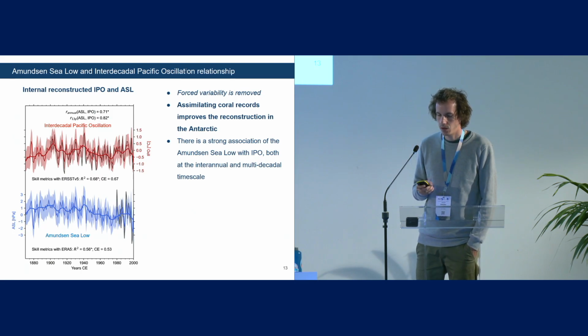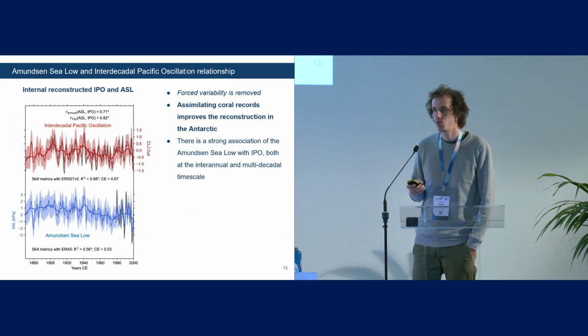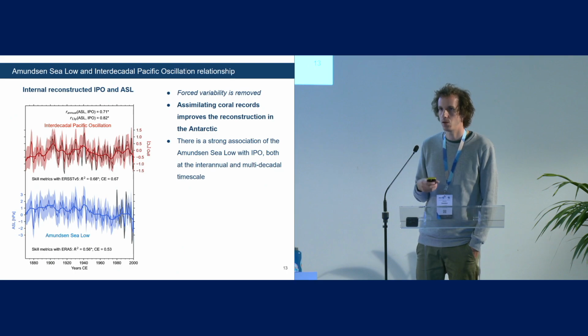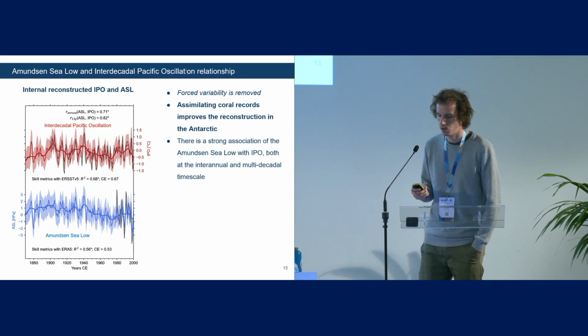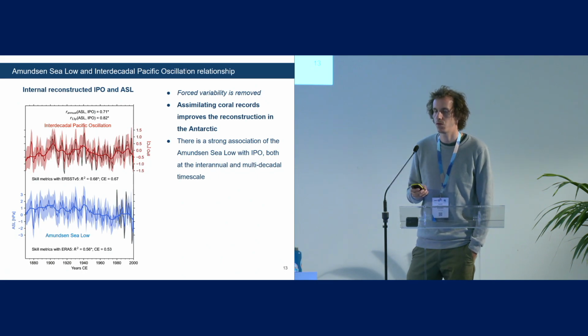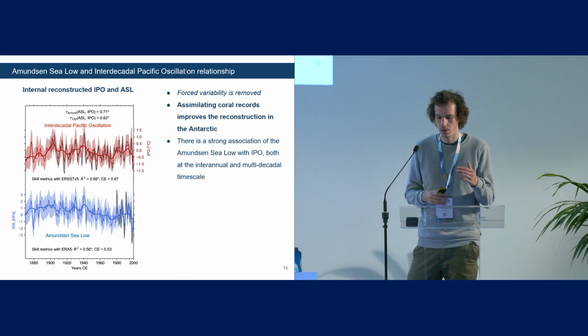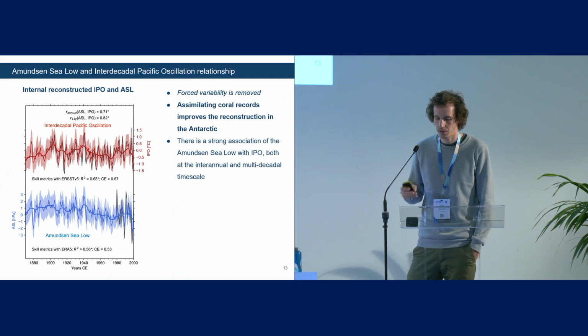The first thing is that when we assimilate coral records, it improves the reconstruction of the circulation in the Antarctic a bit, but not so much, which also means that the network of ice cores in the Antarctic is already quite sufficient to reconstruct the Amundsen Sea Low, or at least that the coral record doesn't provide a lot of information to constrain it. As the other study highlighted, there is a strong relationship between the Interdecadal Pacific Oscillation and the Amundsen Sea Low at the interannual time scale, but now we also showed that this is the case at the multi-decadal time scale.